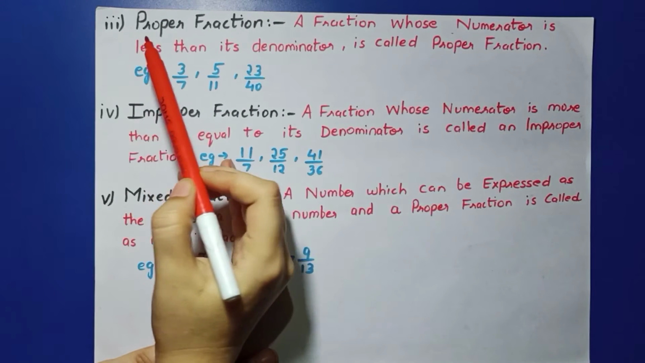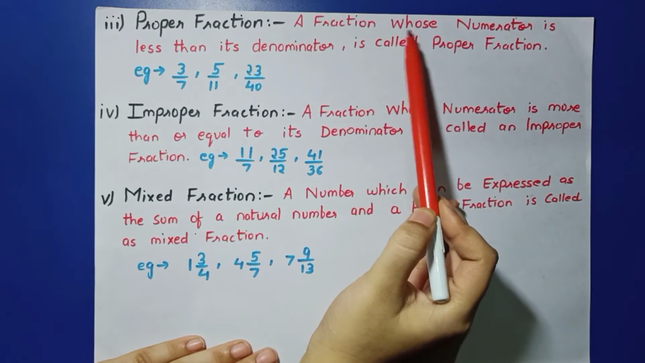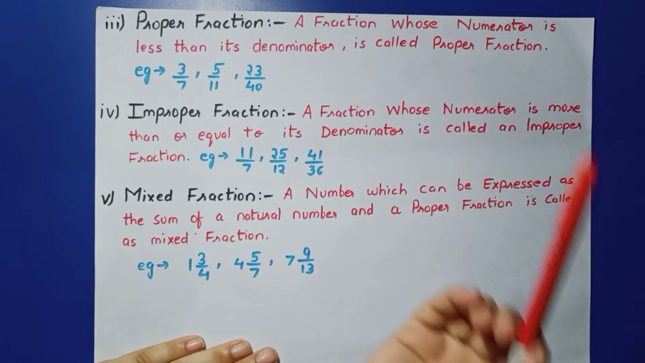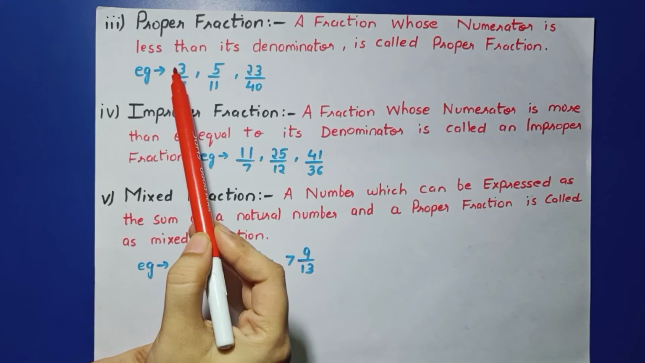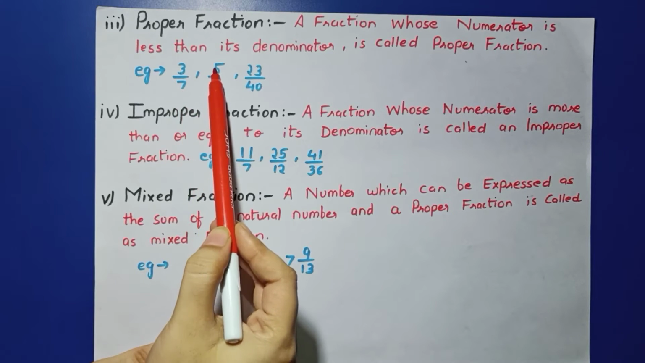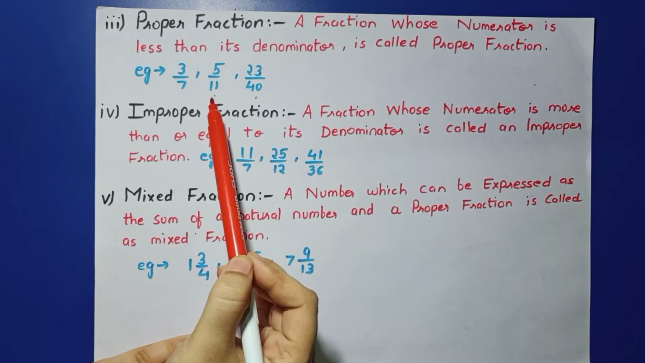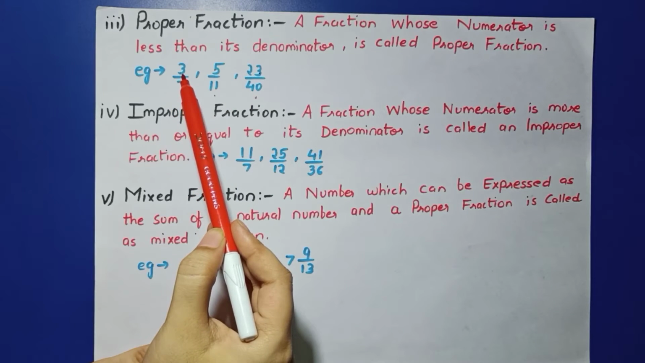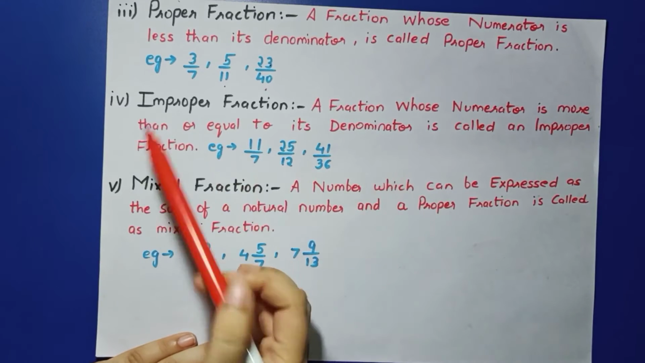Now, the next type of fraction is proper fraction. In a proper fraction, a fraction whose numerator is less than its denominator is called a proper fraction. Numerator means upper number and denominator means lower number. Whose upper number is less than the lower number, means 3 is less than 7, 5 is less than 11, 23 is less than 40. So such kinds of fractions are called proper fractions, where the numerator is less and the denominator is more.